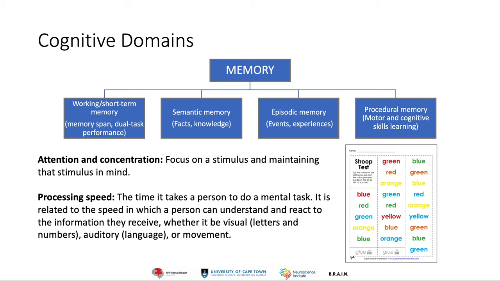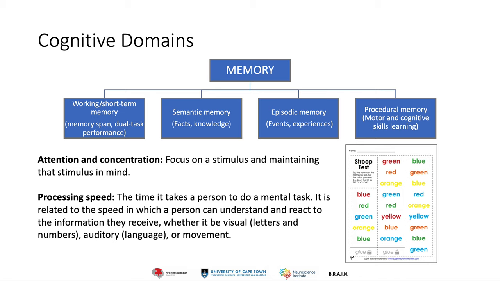Semantic memory is our memory for facts. People with Alzheimer's disease will present with this type of memory impairment. It is tested by asking people to, for example, name pictures using the Boston Naming Test, or asking people about current issues, for example, who the current president of the country is.